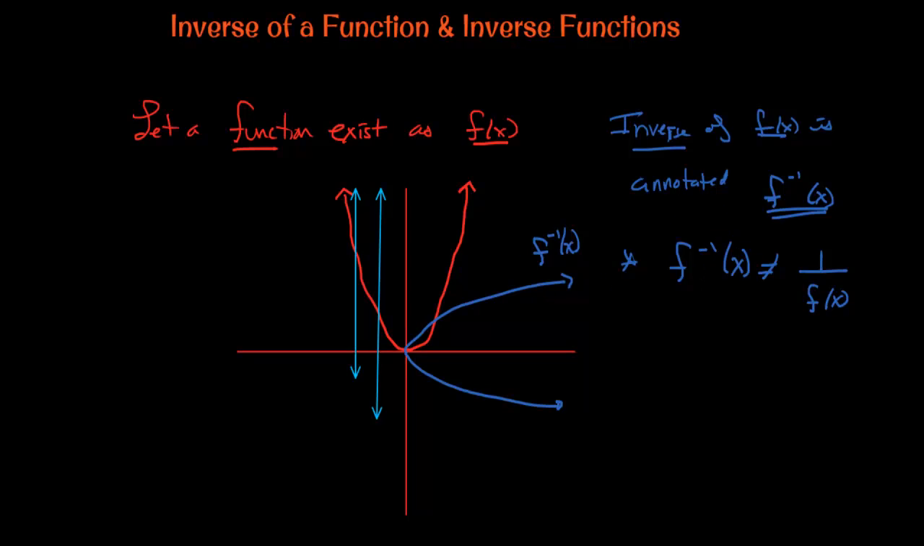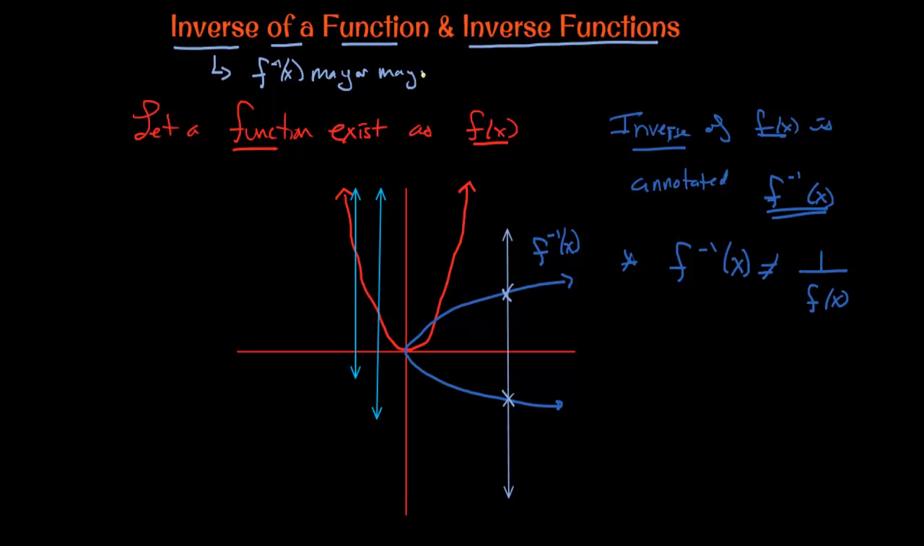Because if I draw a vertical line anywhere through this graph, notice here I hit the graph once and here I hit the graph twice, and that violates my vertical line test. So in this circumstance, f of x is a function, but its inverse is not a function. That's why we say that we have inverse functions and inverses of a function, because f inverse of x may or may not be a function. And remember, we always like working with functions.